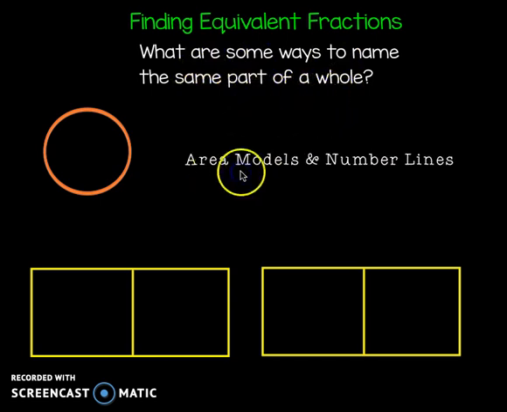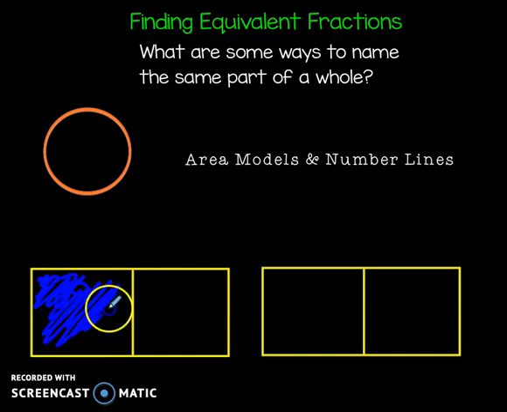Well, we're going to be using area models and number lines to find equivalent fractions, okay? And so now let's take a look at this rectangle down here. This is a model, but just so that we can pretend and have a visual image in our heads, let's pretend that this is a pan of brownies. So I cut this pan of brownies in half. And so let's go ahead and mark off what half looks like here. All right, I'm going to color this in. So somebody ate half of this pan of brownies.